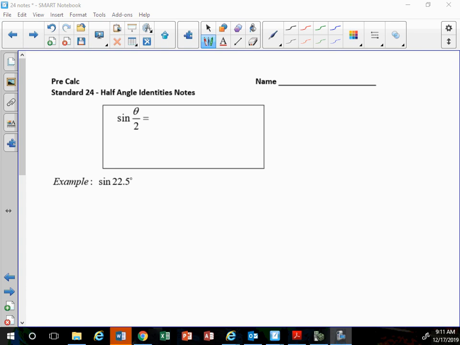All right, guys, so Standard 24, last set of notes here before break. We have a few more formulas. You can see them on your pink sheet or go ahead and look up here. First one, sine of theta over 2.